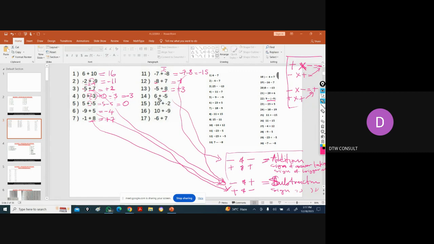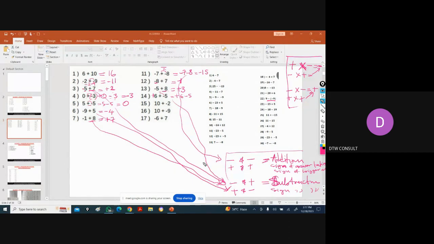We come here. This is a positive 6. I told you, when you don't see a sign in front of a number, it means it's a positive number. So this is a positive 6 plus negative 5. It means that we have to multiply these two signs. When we multiply these two signs, we get a negative. Are you with me? We get a negative, yeah.